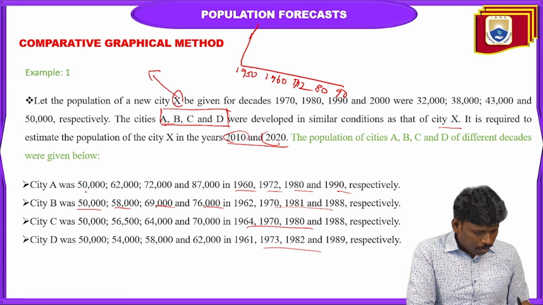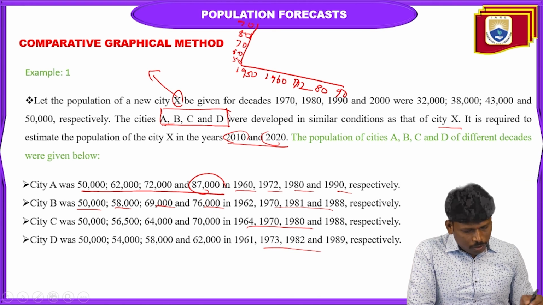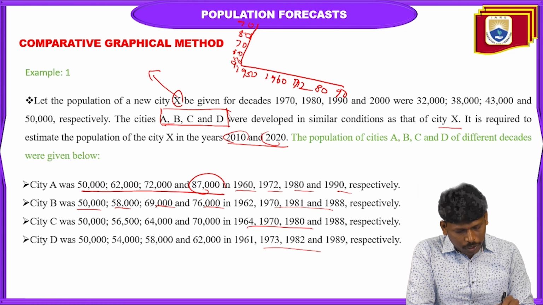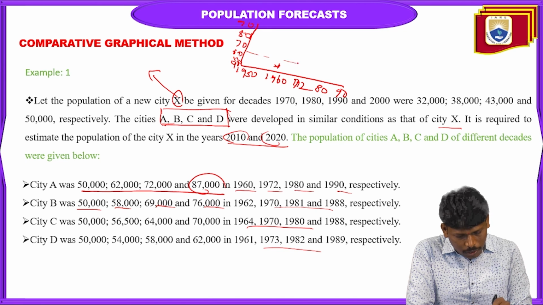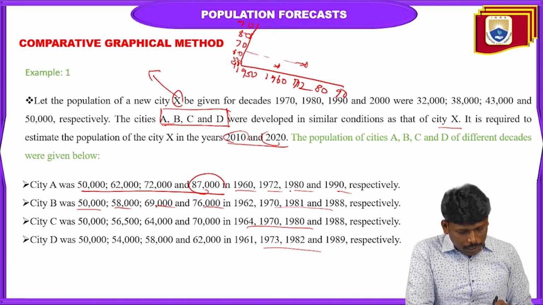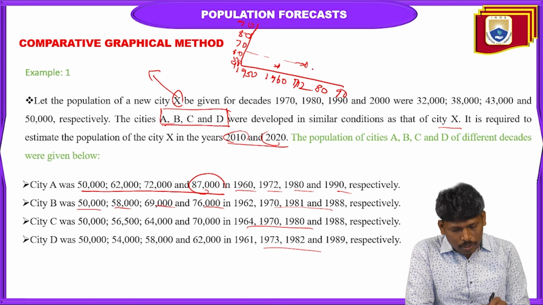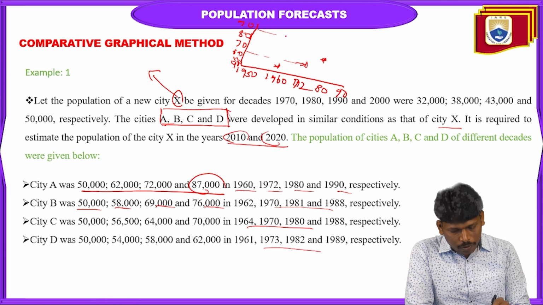You can see the maximum population of the city is 87,000. So say 90,000, and then 80,000, 70, 60, 50, 40 like that. In 1960 it is 50, and in 1972 it is 62. Here we get 62 with respect to 1972. For 1980 it is 72,000, and for 1990 it is 87,000. This one you get here.